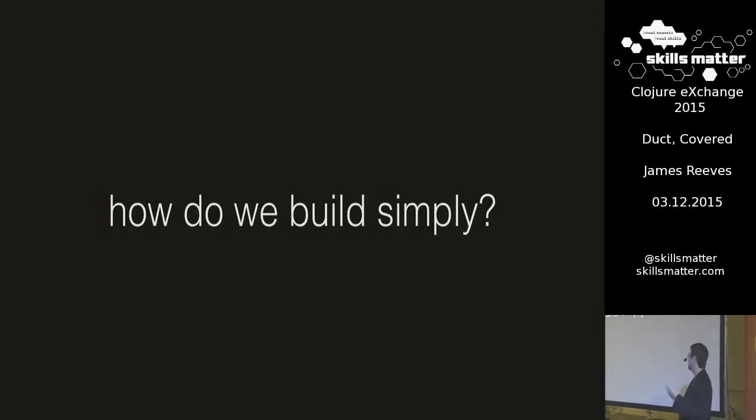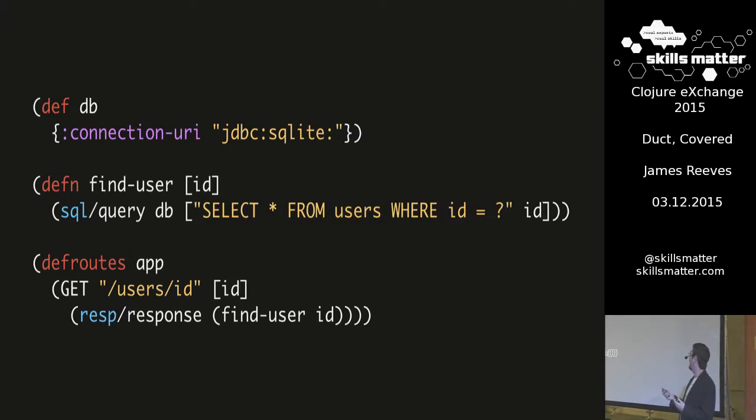Okay, well, maybe we've accepted the fact that we need to build stuff simply. How do we do it? Let's start with a basic example. This is one of the simplest things I could think of. At the top, we've got a database, which is hard-coded. Then we've got a find user function, and then we've got a handler application down the bottom.